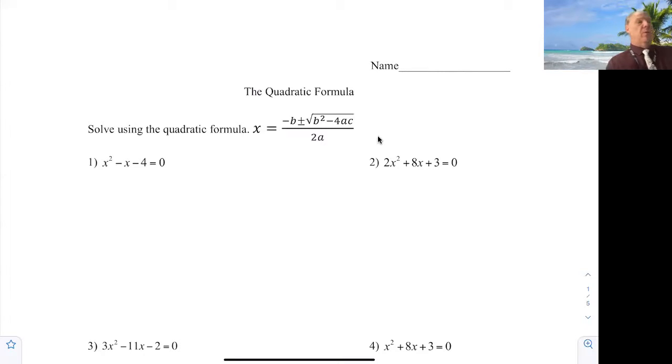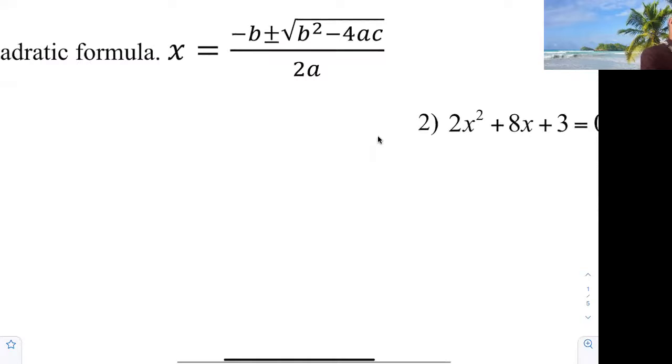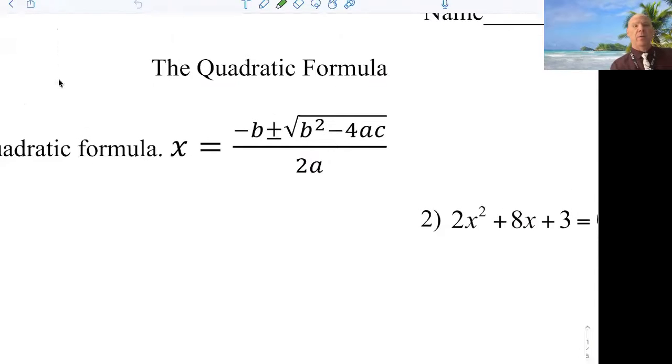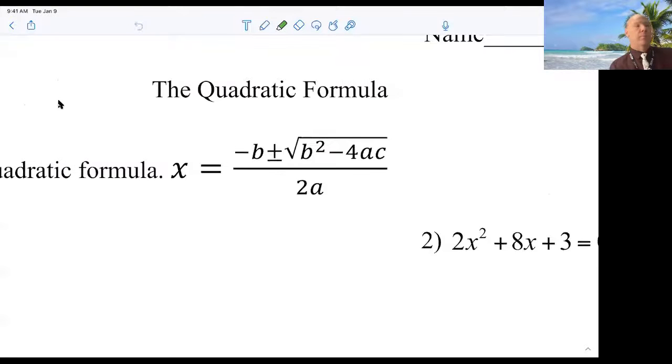All right. As long as you're taking math, you will be asked about the quadratic formula. So this, in fact, right here is the quadratic formula. We say x equals negative b plus or minus the square root of b squared minus 4ac all over 2a. All right. That is what the quadratic formula is.